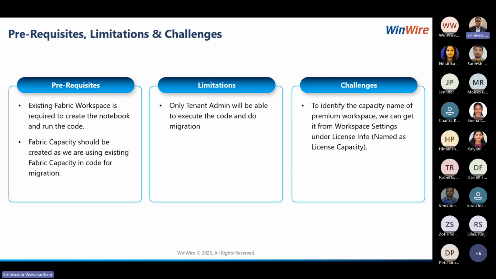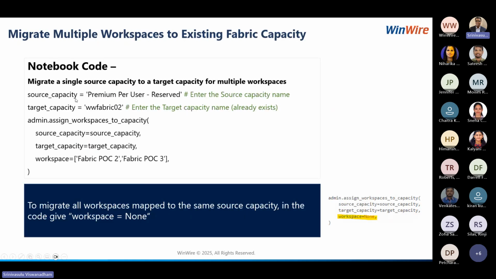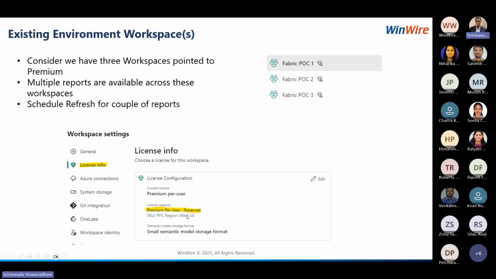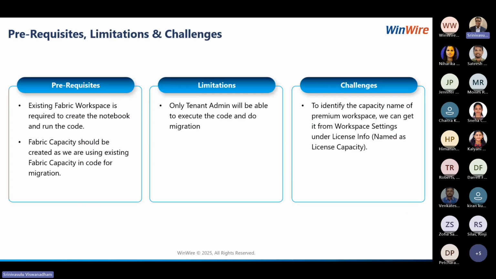Most of the people, to identify the names, and when I say names, I mean the license capacity name. How do I know what is my source capacity name? That is available in your workspace settings itself. It's easy stuff, but sometimes it takes some effort to identify what is the name I should be taking. It is not a GUID, just remember, it is not a GUID. It's a name that we have to provide, right?